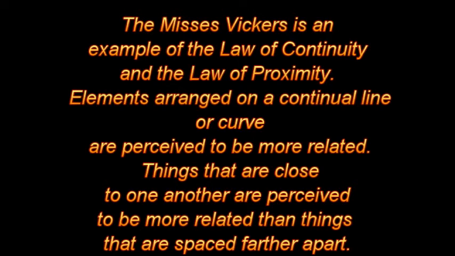The Misses Vickers is an example of the law of continuity and the law of proximity. Elements arranged on a continual line or curve are perceived to be more related. Things that are close to one another are perceived to be more related than things that are spaced farther apart.